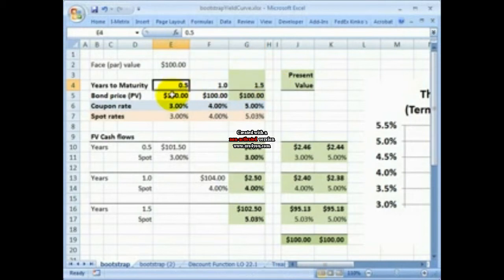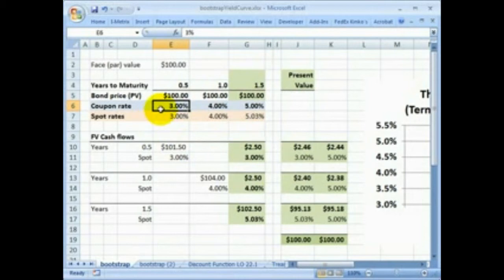A 6-month treasury maturity, so that's a treasury bill, a 1-year treasury bill, and an 18-month treasury note. I'm also going to assume the price equals the par for each of them, so they all trade at $100. And then here's the upward sloping par yield curve assumption.